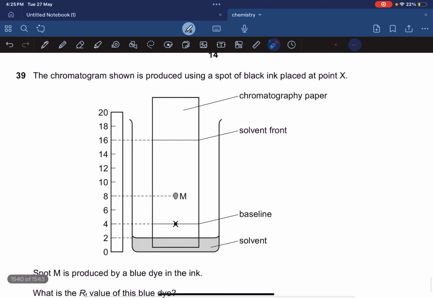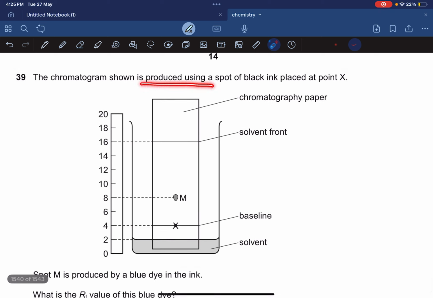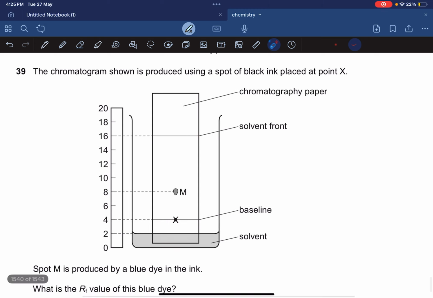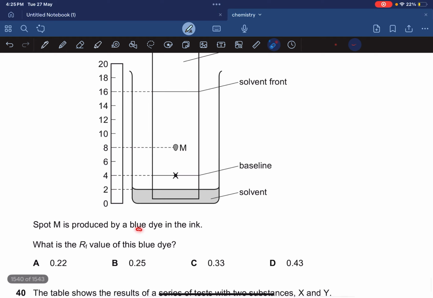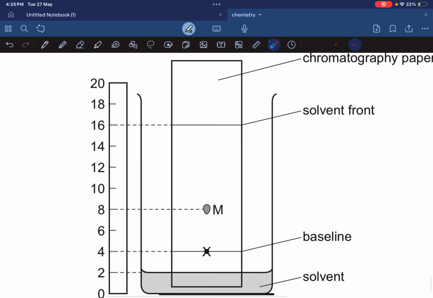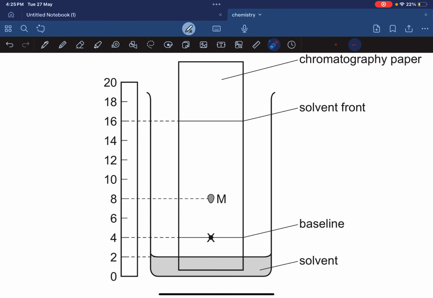The chromatogram shown is produced using a spot of black ink placed at point X. You placed a spot of black ink, and this is what you got. That's your solvent front, that's your baseline. Spot M is produced by the blue dye in the ink. What is the RF value of the blue dye? Over here you don't have to use your own scale because you're given a scale. What do you have to look for? You have to look for this distance from the baseline to the solvent front. What is this distance?